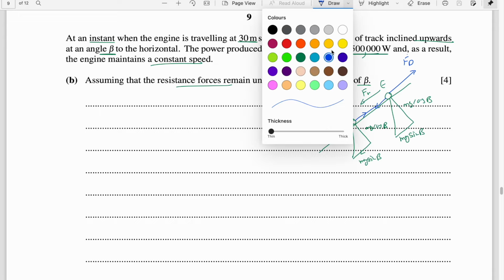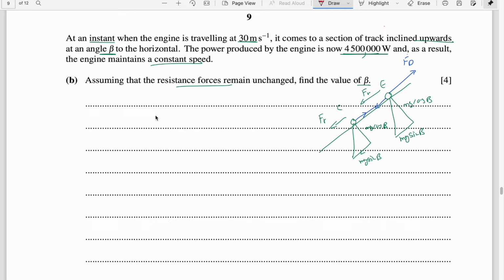Now we are going to solve for driving force first. Power is equal to force times velocity. Power is given 4500,000. Driving force is unknown. Velocity is 30 meters per second. So driving force is equal to 4500,000 by 30, driving force comes out to be 150,000 newtons.